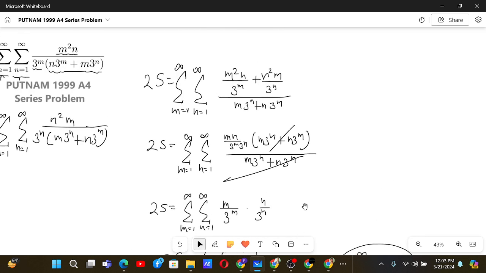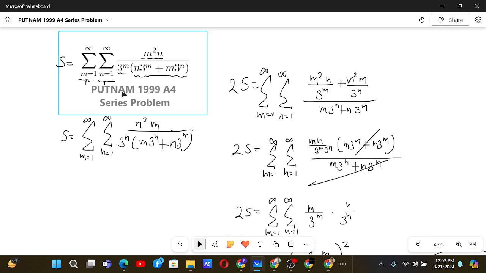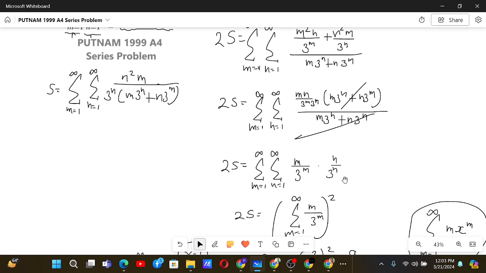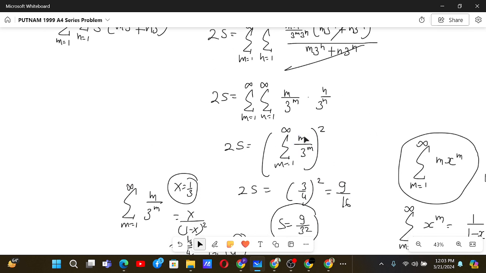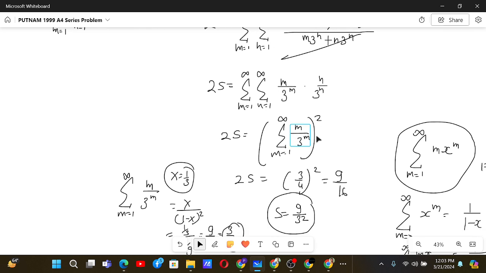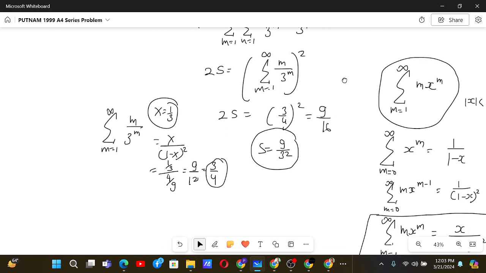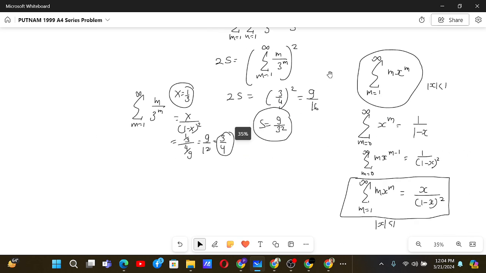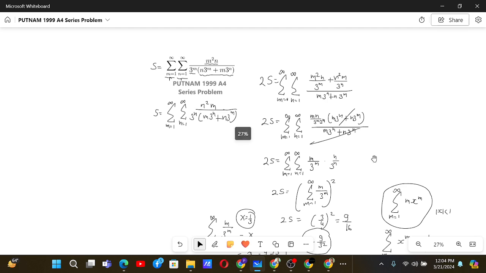So that was it. To talk about the problem, we just tried interchanging the variables because the sum will remain the same, and then we tried to add them to see if anything happens, and something happened: it cancelled out and simplified, and then we broke it into individual sums. Finding this was easy because it is a well-known arithmetico-geometric series. It can be found from the differentiation of a normal geometric series, and we got the answer. So this is how we solve the PUTNAM problem.